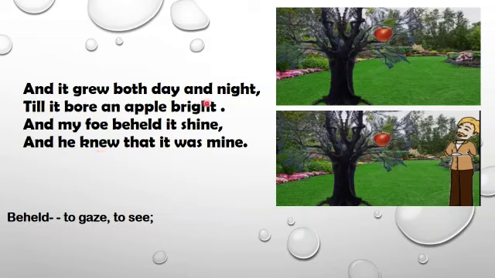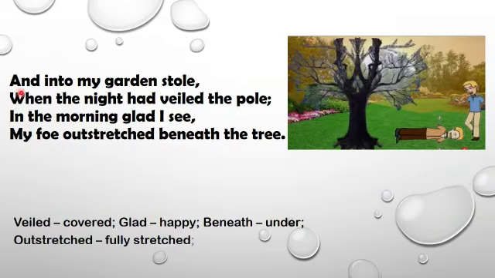And it grew both day and night till it bore an apple bright, and my foe beheld it shine, and he knew that it was mine. And into my garden stole, when the night had wheeled the pole, in the morning glad I see my foe outstretched beneath the tree. And into my garden stole, he came into the garden and he stole the fruit and he ate a part of it. When the night had wheeled the pole, that is, the night has covered, it has become very dark at the time, he came inside and he stole the fruit.